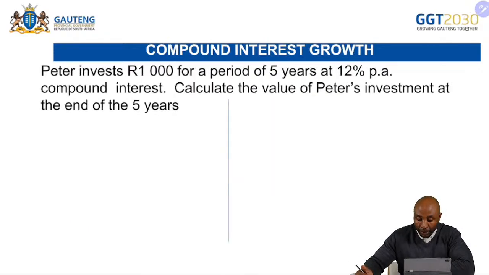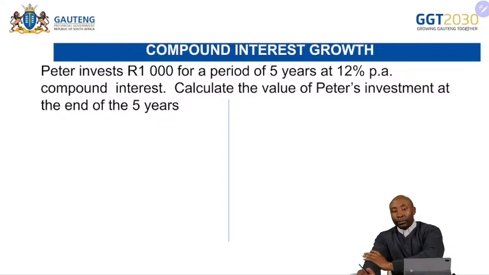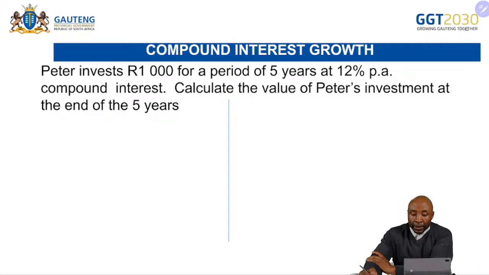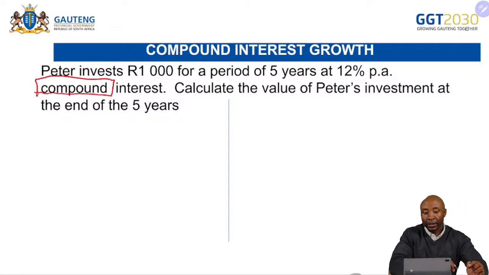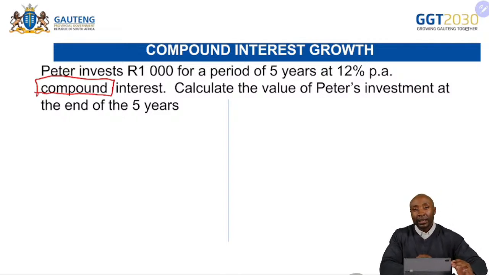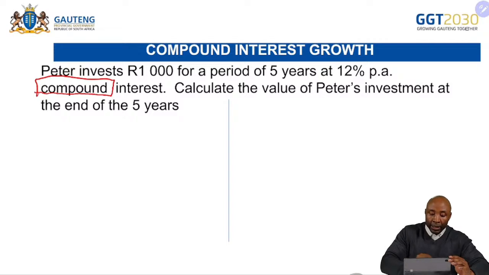I've used the same example for Peter, but now this has changed. It's now compound interest. This is what we should always be doing when we are reading these financial maths questions. You must be able to interpret the information that is given and use it accordingly to help you answer the questions correctly.